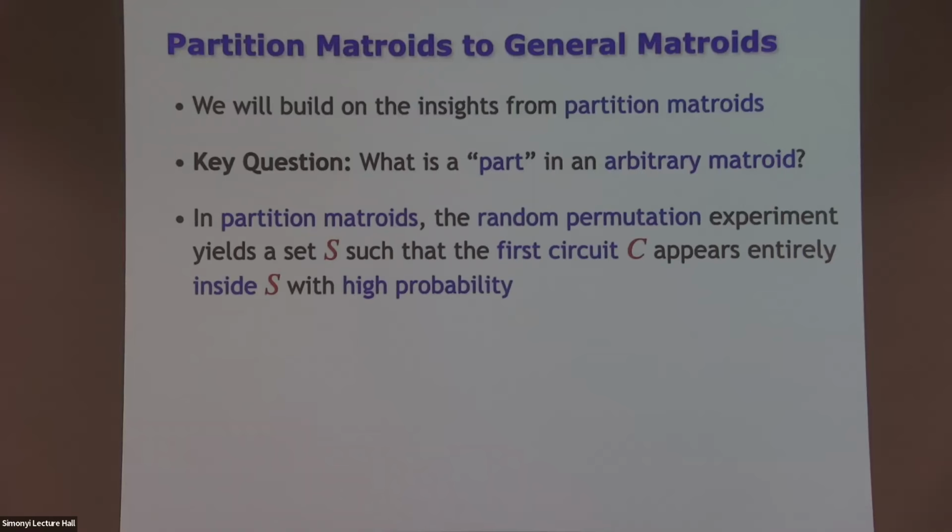But let's think about what properties were actually very useful for us when we were talking about partition matroids. In particular, when we did this random permutation experiment and peeled off a set S of all the parts that had contributed circuits, what we wanted was that the set S contains the first circuit C that appears in a random permutation with high probability. When we talked about the partition matroid setting, this was essentially how we defined the set S: the set of all those parts that did appear at some point.